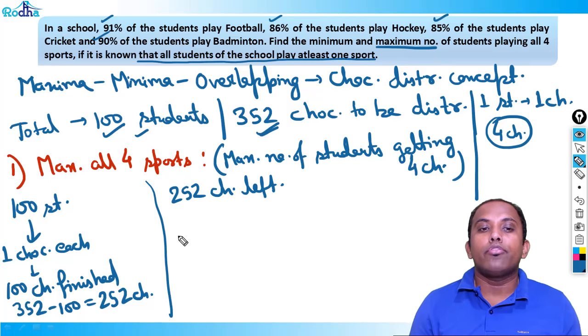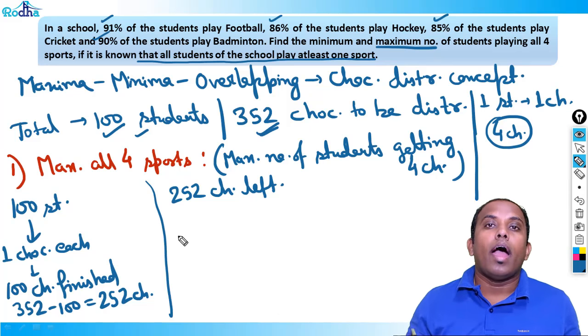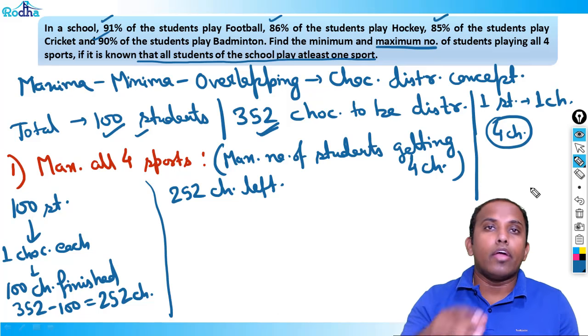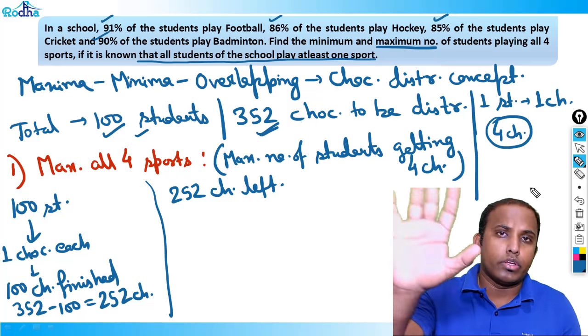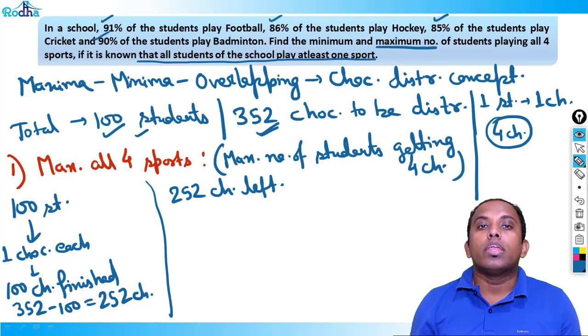Now what's the condition here? If 252 chocolates are left, what I want is the maximum number of people to get 4 chocolates. Assume that in a hall there are 100 people sitting and you are distributing chocolates. You have 352 chocolates and everyone wants at least 1 chocolate, so I give 1 chocolate to each. I'm left with 352 minus 100, 252 chocolates.